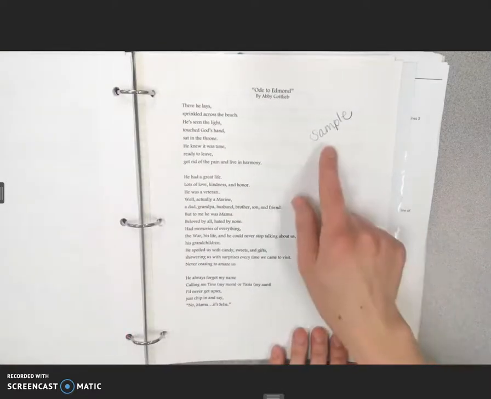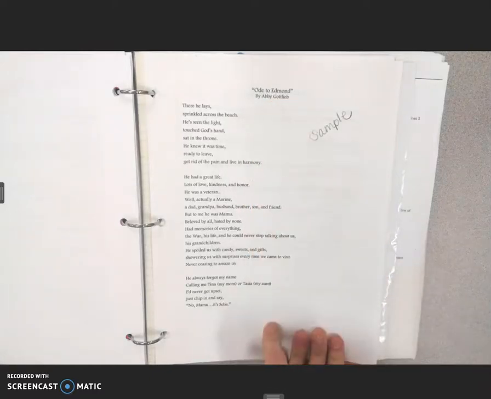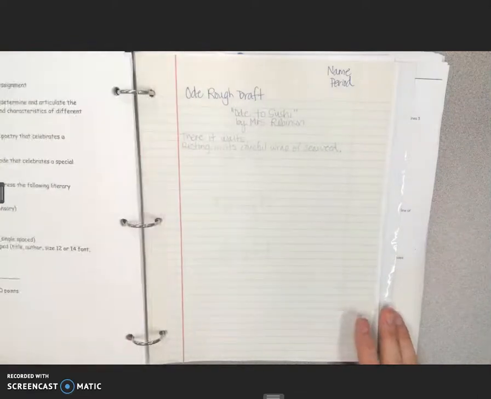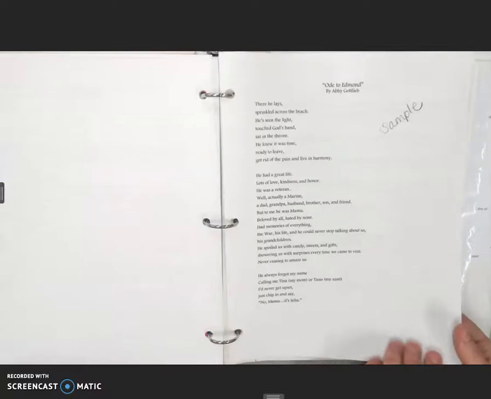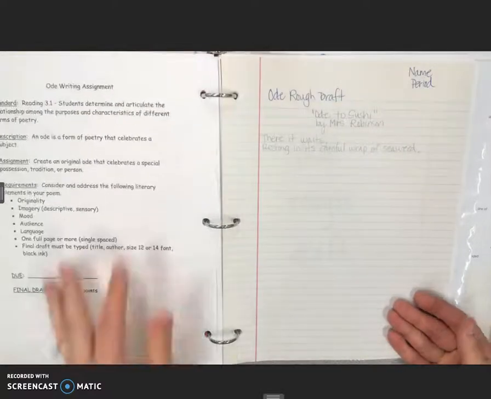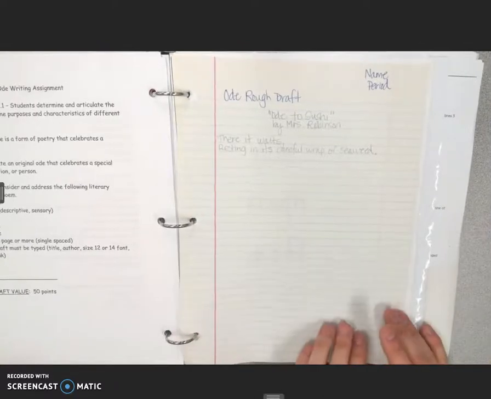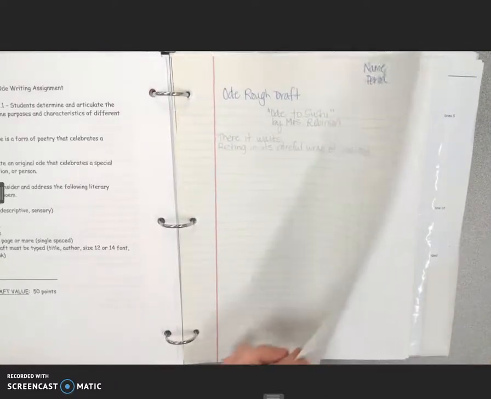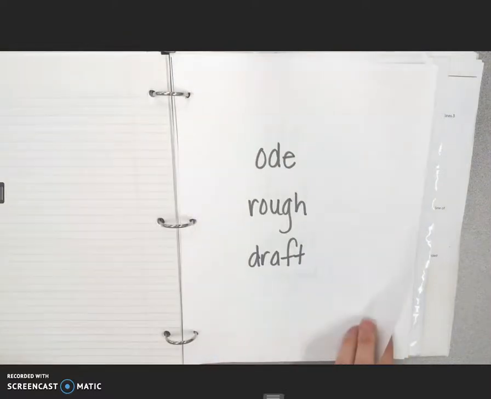And then the sample Ode to Edmund, written by a previous student, should be next. And on the back side, it actually talked about our assignment. So again, the front side, Ode to Edmund, the back side, the writing assignment, your rough draft ode that you wrote. This should be on notebook paper. That's your next page. Okay?